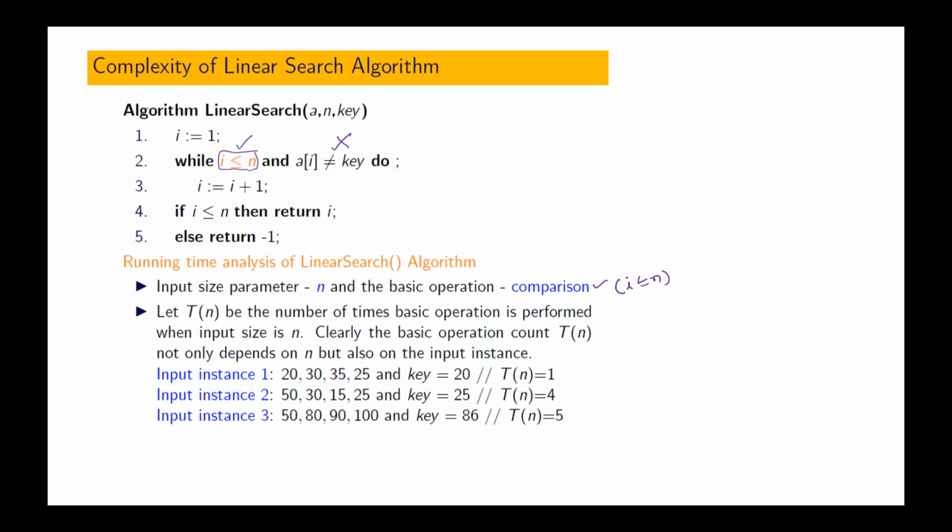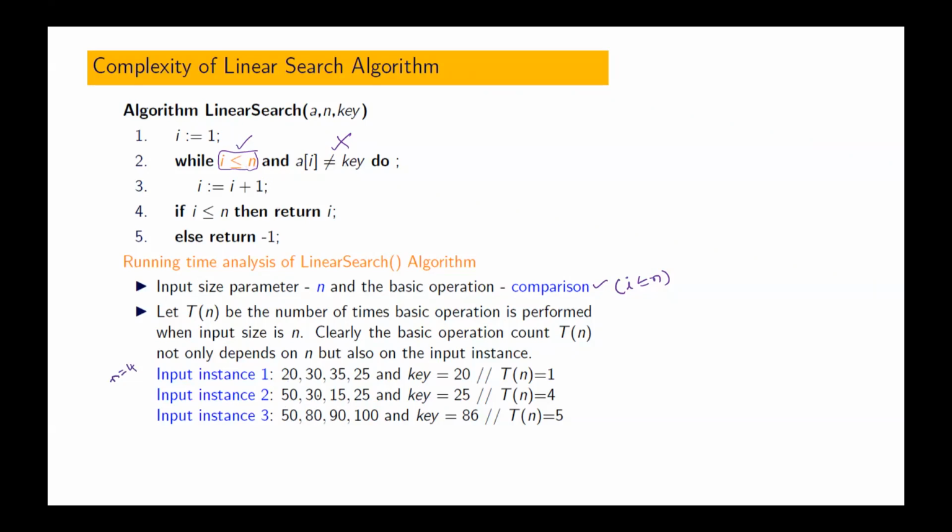So these are the examples. In all three cases n equals 4, but T of n is different, no? In the first case, if the key is 20, how many times is this operation performed? First we check 1 less than or equal to n, correct? Next, a of 1 equals 20, over. So only one time it is performed.